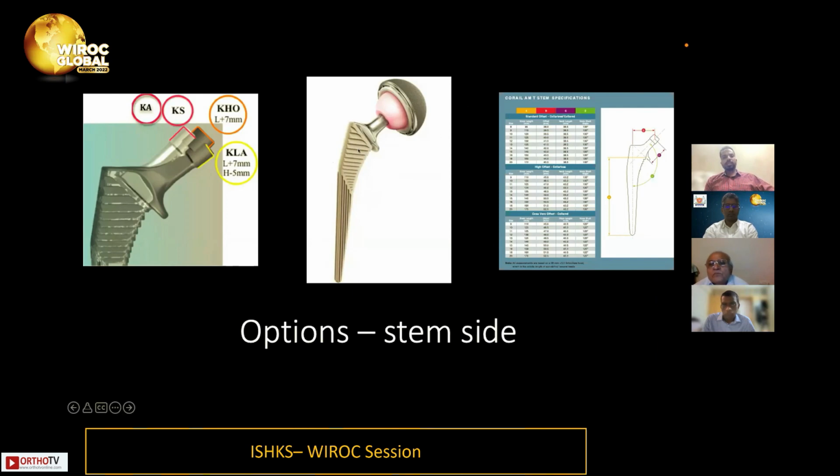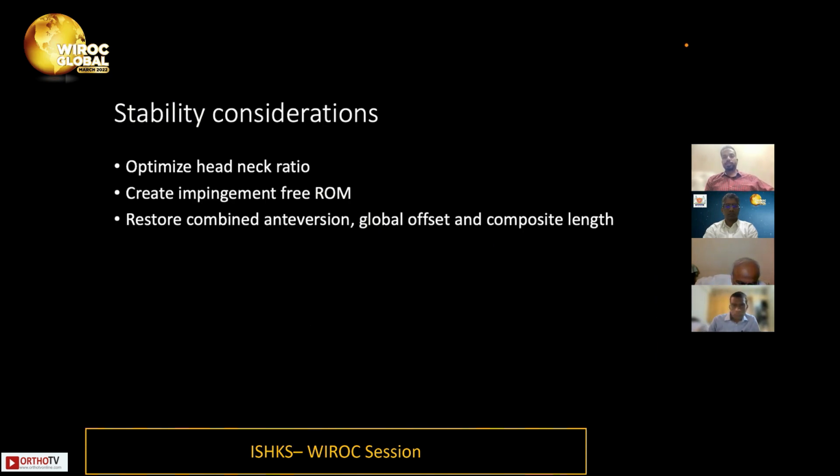So with Corail, you have the option of a KA, KS, KHO, and KLA, and the collared option available as well. And these have different neck lengths and offset, and based on the patient's anatomy, you will have to tailor the stem size with the closest match to the neck shaft angle and the closest match to the neck length for that particular patient.